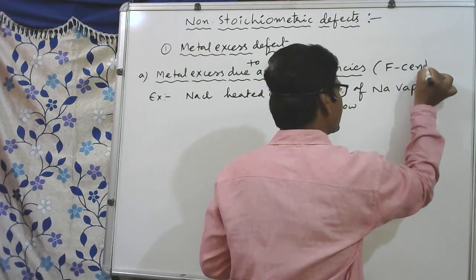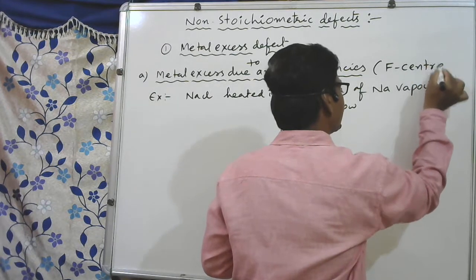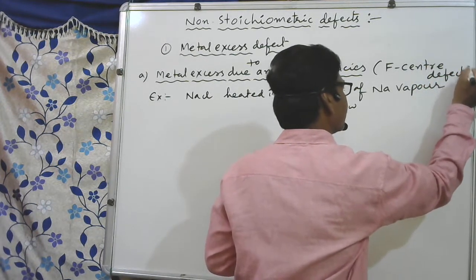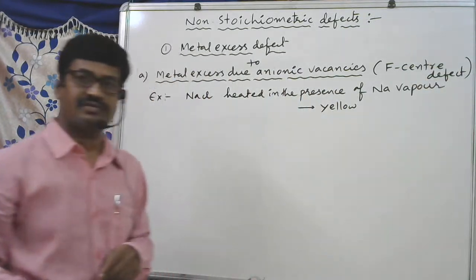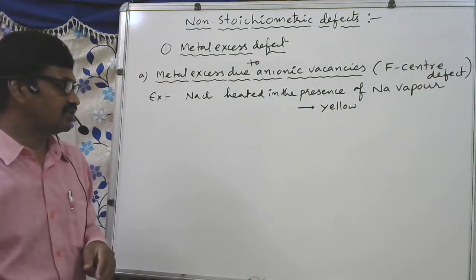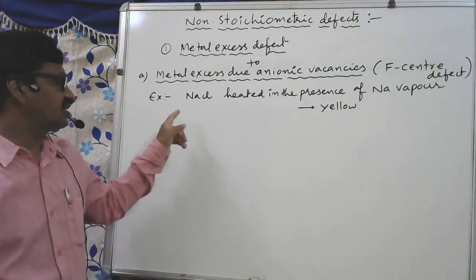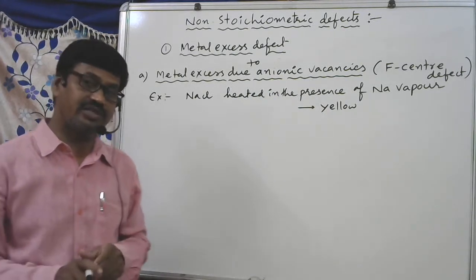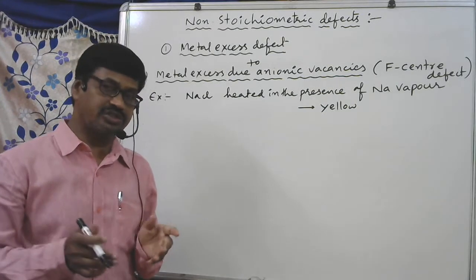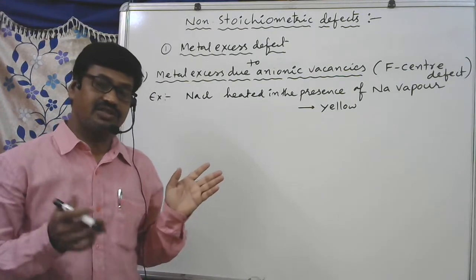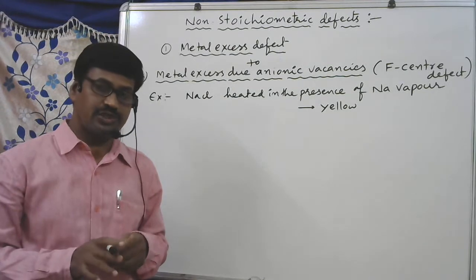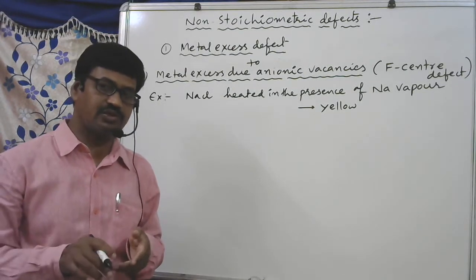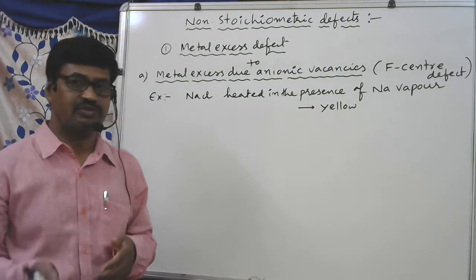What is F center? We'll discuss. It is also called as F center defect. We'll discuss in the continuation of this class. NaCl is heated in the presence of sodium vapor, so it becomes yellow. That means they may ask some questions like what is the color of sodium chloride when it is heated and why it is so. And reason also you have to remember and color also you have to remember.